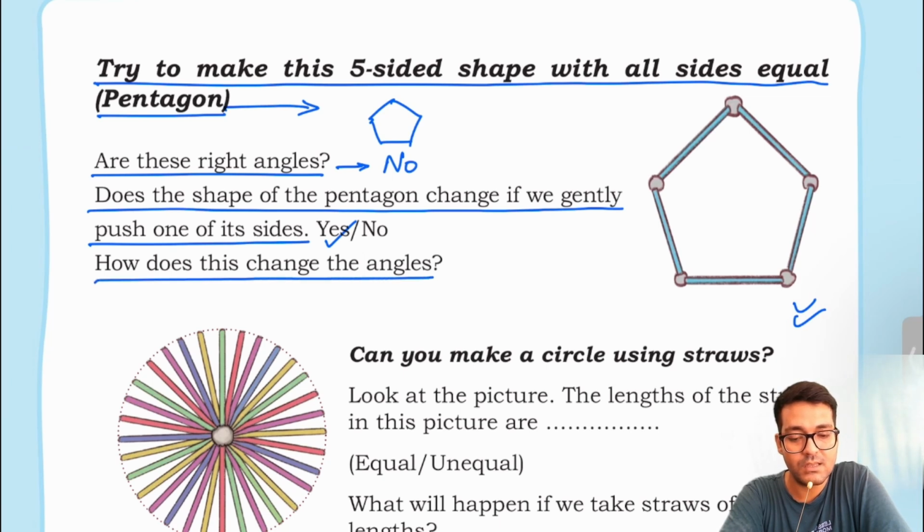How does this change the angles? The angles may decrease or increase. You can see here all angles are obtuse angles. When we gently push one of its sides, the obtuse angle may change into acute angle or right angle.